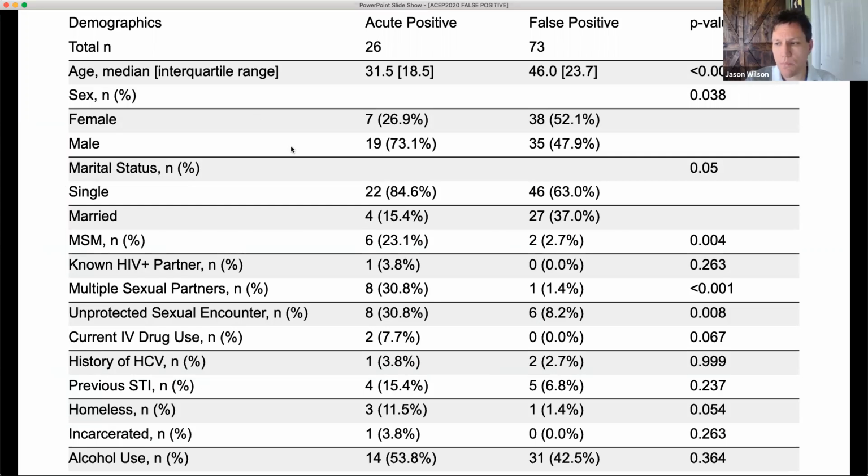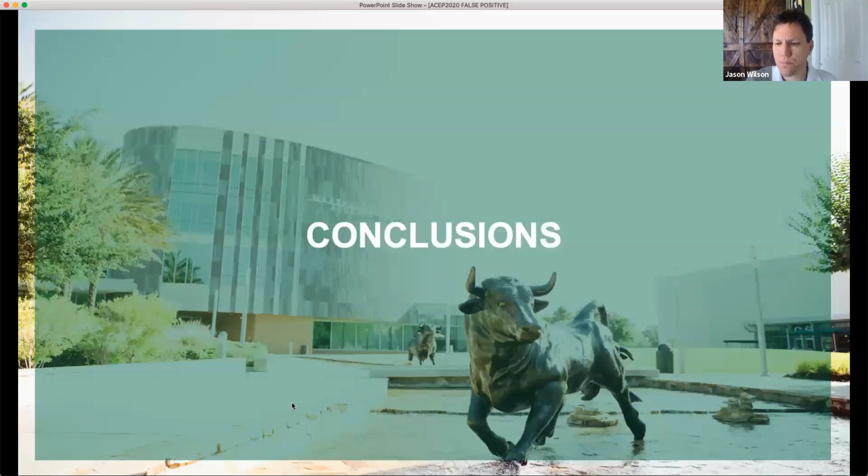If we look at the data clinically, we see that there are some differences in these two patient groups. Patients that were more likely to be false positive were more likely to be married and have heterosexual sex partners. Patients that were more likely to be acute positives were more likely to have multiple sex partners, use IV drugs, and to be single as well. Not quite statistically significant, but those patients were also more likely to be homeless or incarcerated also.